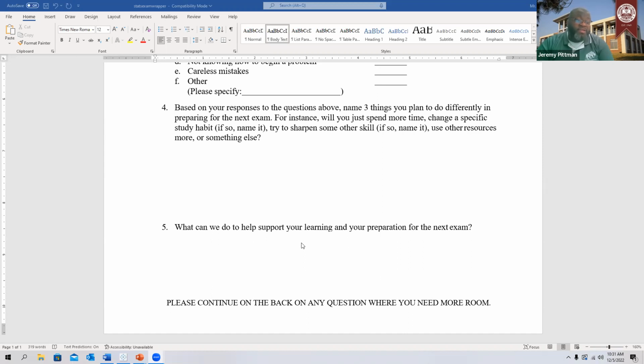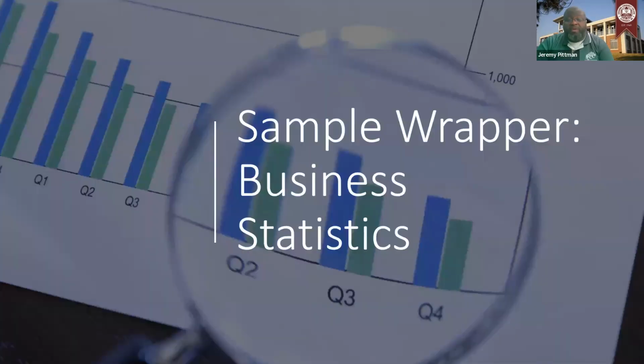So I get them to answer those 5 questions. Normally it takes them about 10 minutes to do it. I hand this back when I hand back the first exam. And then I tell them, hey, you know what? If you're just feeling very, very verbose, if you just got a whole bunch of stuff you want to say to me, flip that piece of paper over, right? Flip that piece of paper over, and you can have some extra room. Okay. So that's pretty much the business statistics exam wrapper.